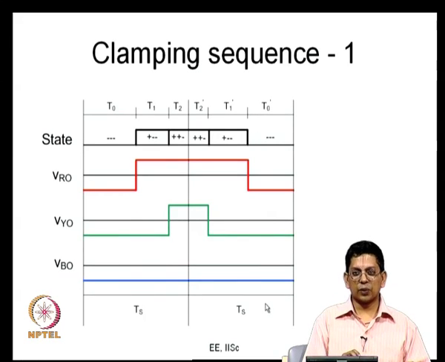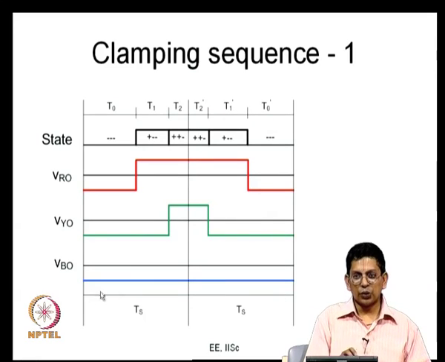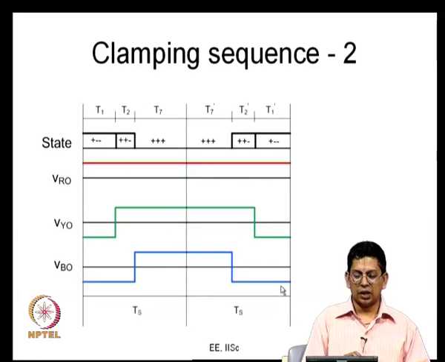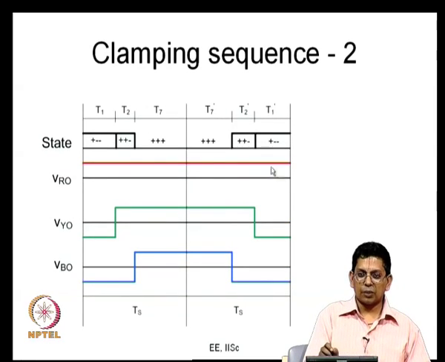The B phase duty ratio is also lower than what it was with the conventional sequence, and the B phase duty ratio is 0. It is always connected to the negative bus, and its average value is equal to minus VDC by 2. So, you can't go lower than that. So, you are doing like this. This is now B phase getting clamped to the negative DC bus. In the other case, you see that the R phase is getting clamped to the positive DC bus.